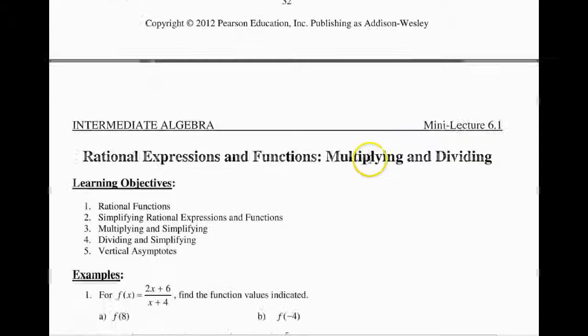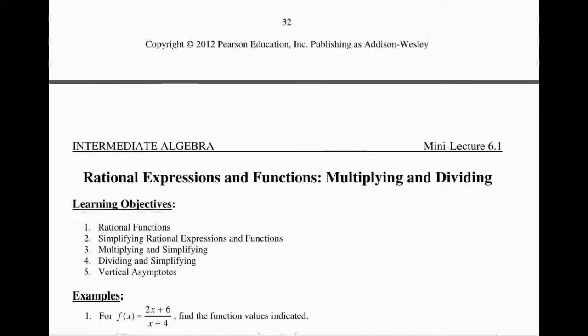Okay, again, as I said, we are skipping 5.8, but we will be starting chapter 6 in our next lesson.